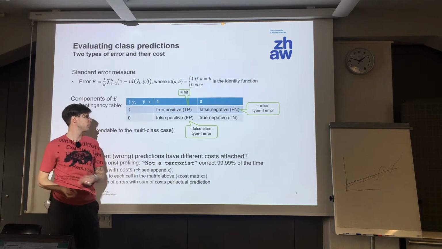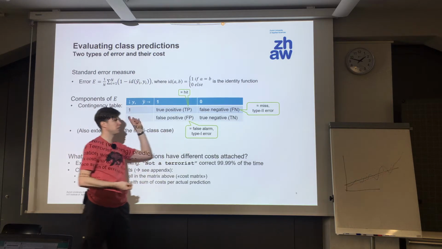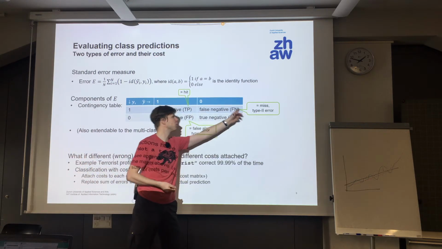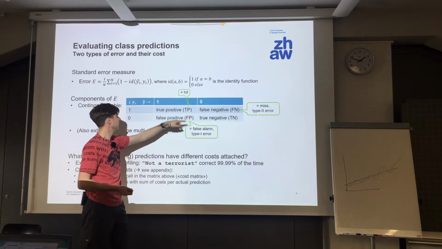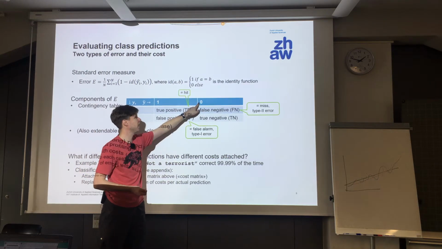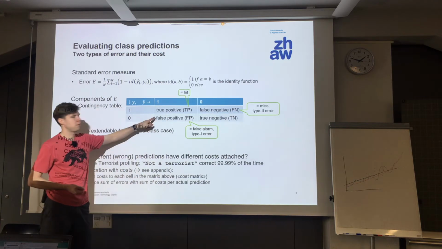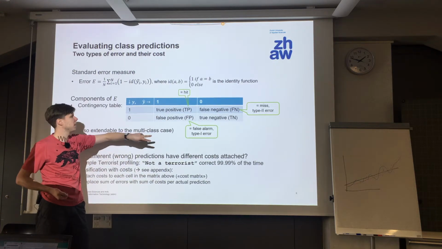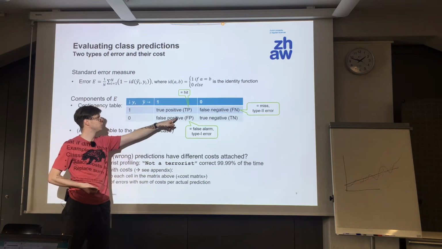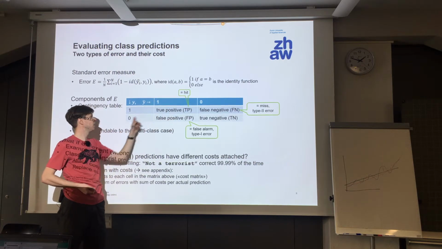Then you can have two types of errors. You can miss a positive one. It's called a type 2 error, a false negative. It is actually positive, but you predicted negative. So you predicted negative and that is false. And you can have a different kind of error, a so-called false alarm. You predict something as positive and actually it's negative.